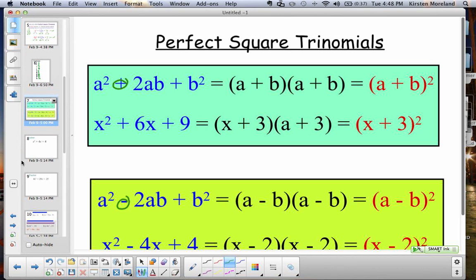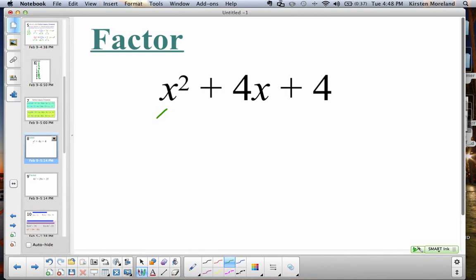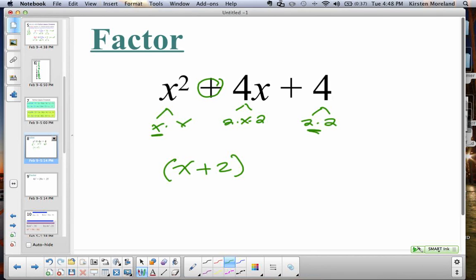All right, so we're going to use the shortcut to factor 2 of these. So x squared is just x times x. 4 is 2 times 2. The middle term, remember, is 2 times x times 2, which gives you 4x. Factored form is you take your first perfect square, which is x, your last perfect square, which is 2. You take this sign here, which is positive, and your factored form is just x plus 2 squared.